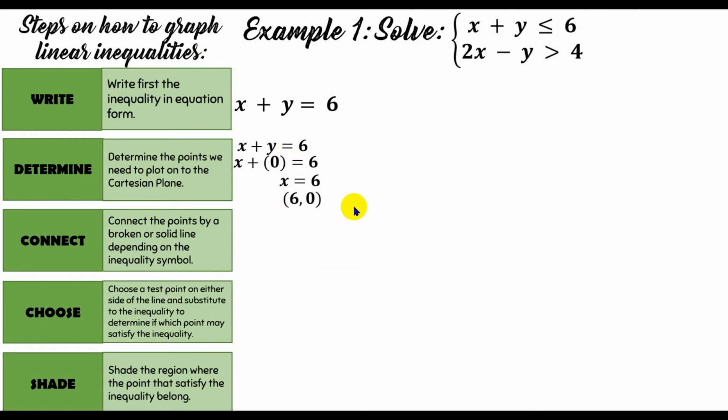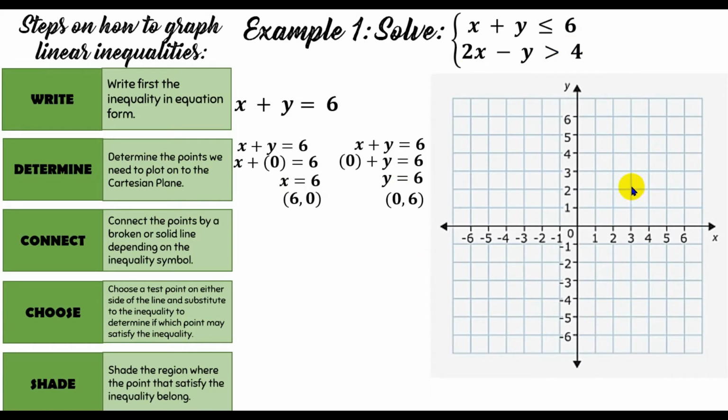So that means our first point is at positive 6 of the x-axis. For the y-intercept, we have to let x be equal to 0. So y is equal to 6. That means our second point is at positive 6 of the y-axis. So let's plot that on our Cartesian plane. Positive 6 of x-axis and positive 6 of the y-axis.